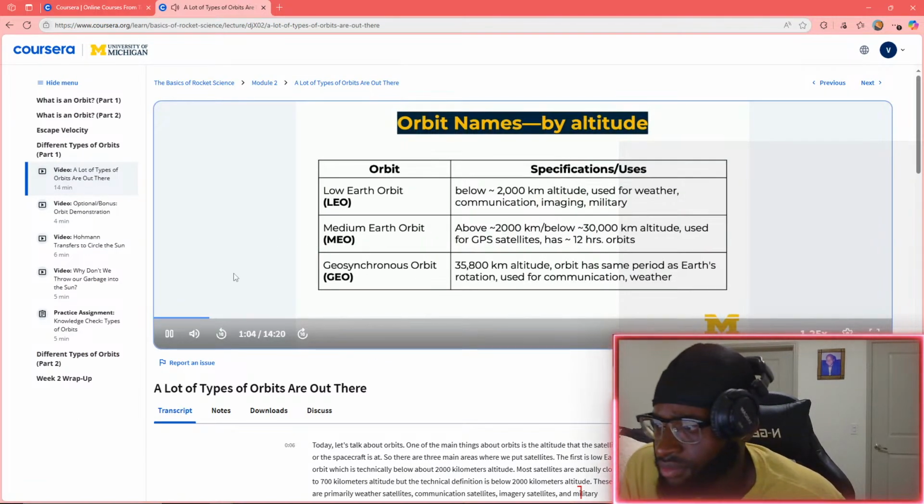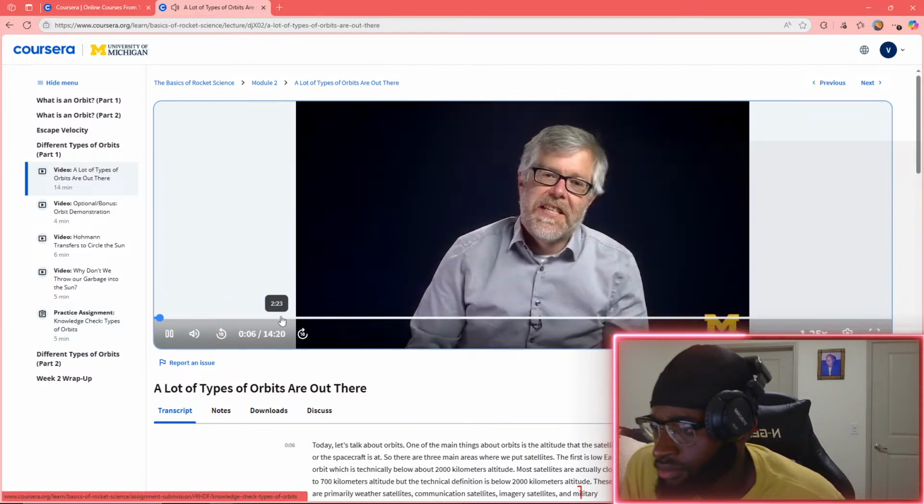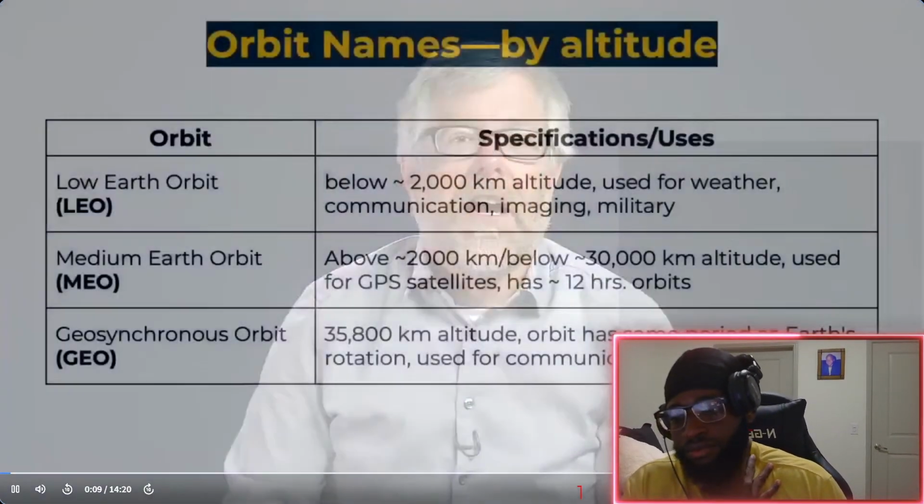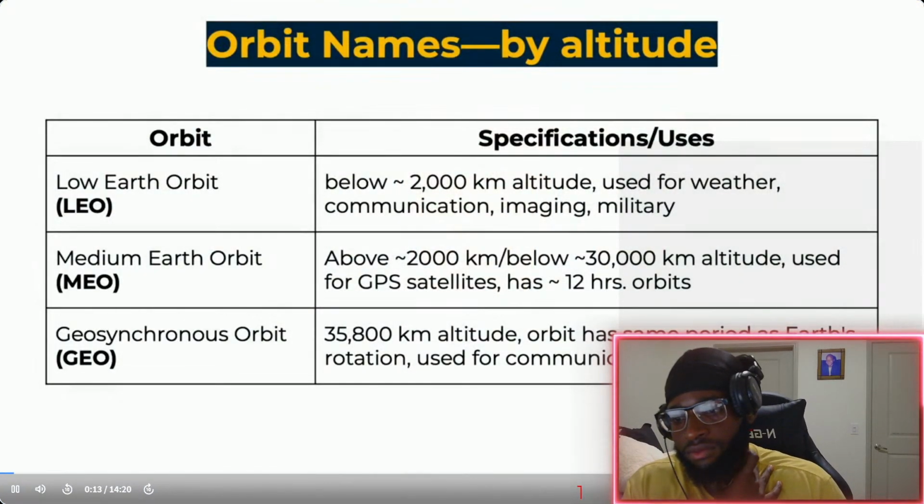Today, let's talk about orbits. One of the main things about orbits is the altitude that the satellite or the spacecraft is at.